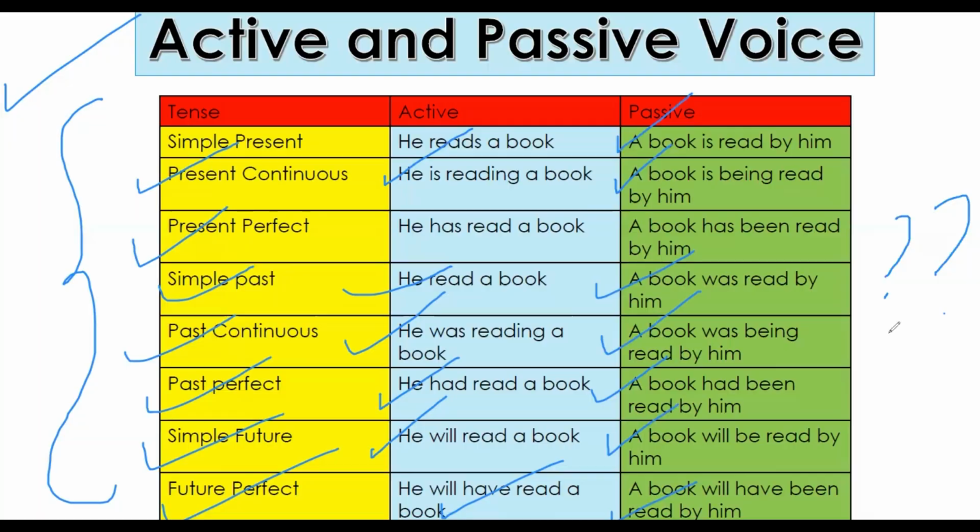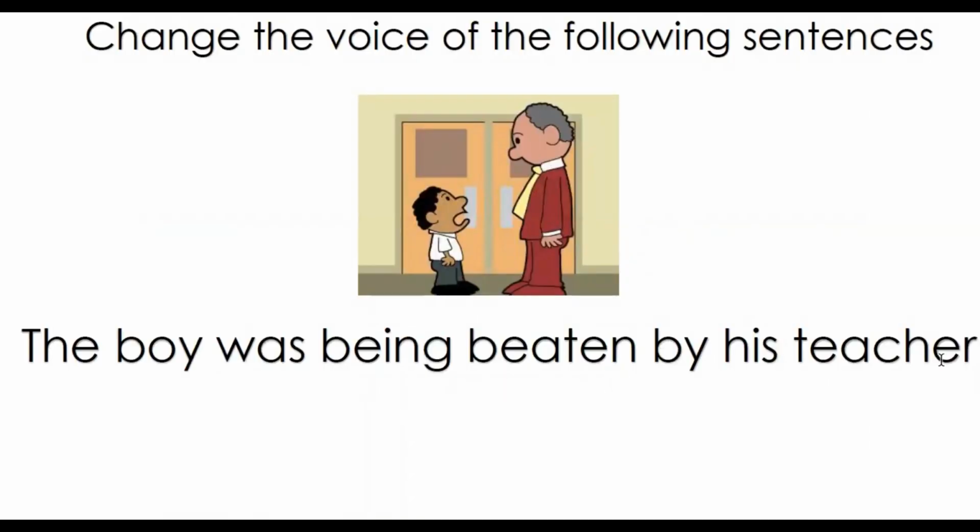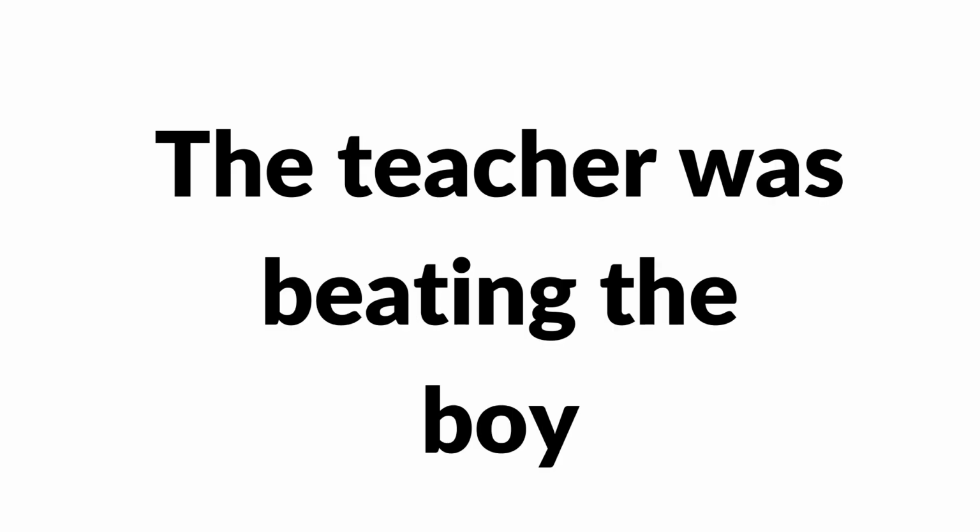Now, it's time for some exercise, and I'm going to give you a few sentences where you need to change the voice of the following sentences. I'm going to give you 5 seconds after each sentence, and after that, I'm going to disclose the answer. Okay, let's begin. The boy was being beaten by his teacher. Answer: the teacher was beating the boy.